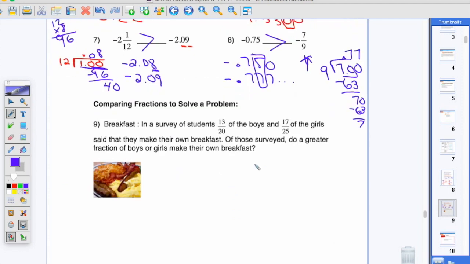In the last example, we have a problem solving. Breakfast. In a survey of students, 13/20ths of the boys and 17/25ths of the girls said they make their own breakfast. Of those surveyed, do a greater fraction of boys or girls make their own breakfast? So one way we can do this is convert them to decimals. So the boys are 13/20ths. The girls are 17/25ths. So to follow along with the lesson, we change them to decimals.